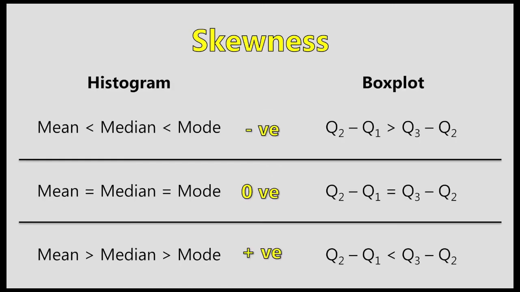Skewness. For a histogram, if the mean is less than the median, which is less than the mode, then it's negative. If the mean equals the median and equals the mode, it hasn't got any skew. And if the mean's more than the median, more than the mode, it's positive. For a box plot, that's just a possible way of saying if the first bit of the box is bigger than the second bit of the box, then it's negative. If they're the same, it hasn't got any skew. And if the second bit of the box is bigger than the first bit of the box, then it's a positive skew.